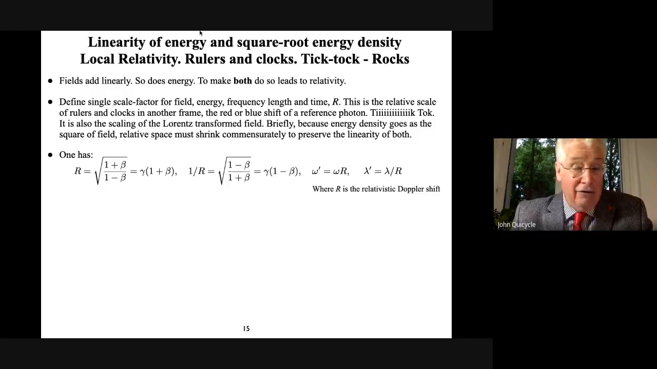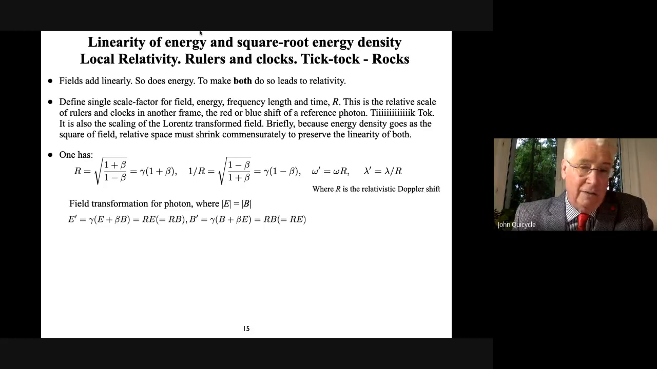But the end result is that omega prime in another frame is just omega times the red shift or blue shift, R, this number R. Lambda prime is lambda divided by the same number R, where R is the relativistic Doppler shift. So if R is 1, no shift. If R is 2, double the frequency, half the wavelength. If R is a half, the other way around. That's what the R number does for you, and this is the relationship between those two things, just as you find in the textbook. But what's more interesting is, if you look at the field transformation, you find that for a photon it's exactly this relativistic Doppler shift. Fields transform not like a vector, they transform like a relativistic Doppler shift.